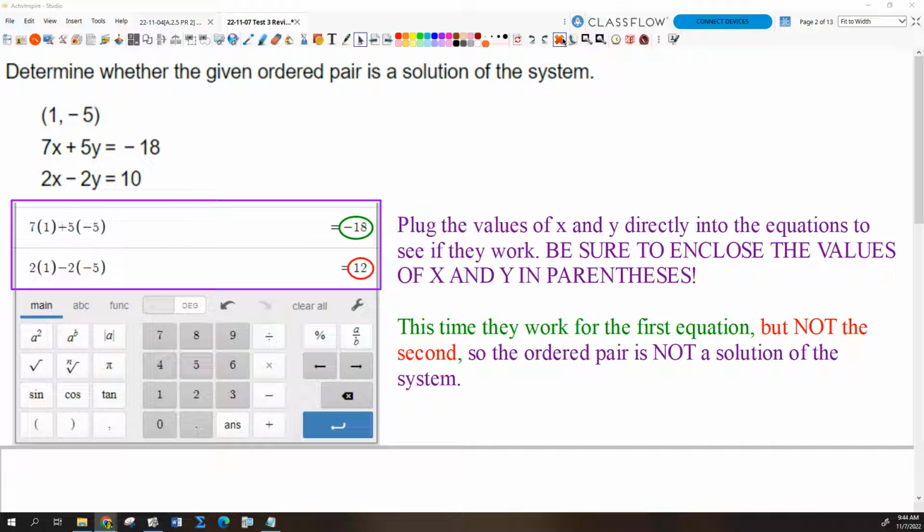I do. The ordered pair is a solution of the first equation, but look, it's not a solution of the second equation. So is it a solution of the system? No, it has to work in both, right? Okay. Give me thumbs on that. We good? Okay.